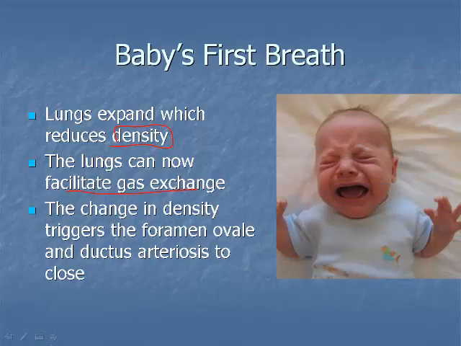And then the change in density triggers the two main structures in the heart, the foramen ovale and the ductus arteriosus, to close, and then that facilitates normal blood circulation like we've gone over before.